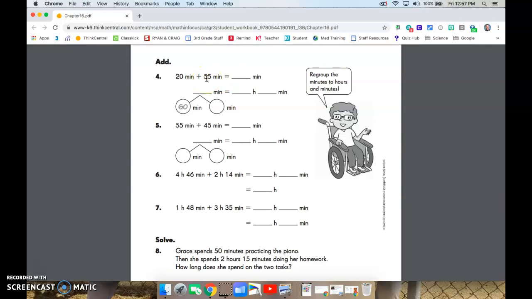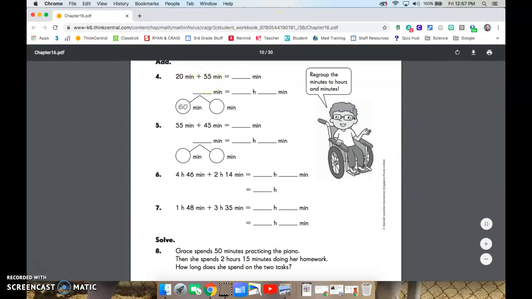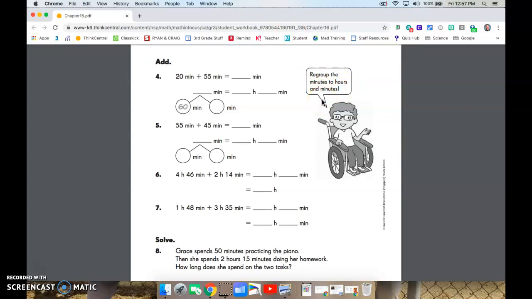All right, so now we're going to go over the number of minutes, we're going to go past 60 with our minutes. So the little guy here says, regroup the minutes to hours and minutes. All right, we got this. Let's go.